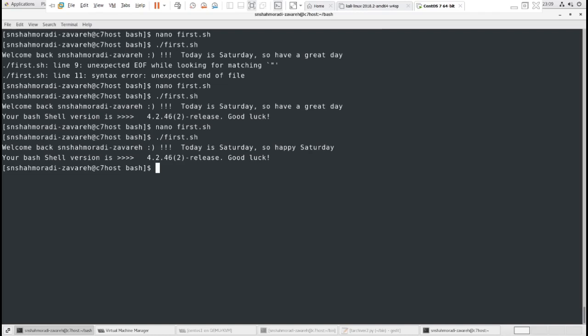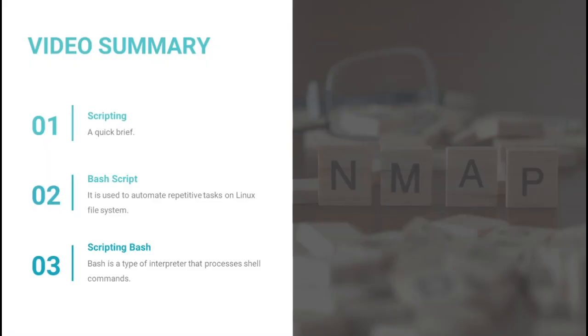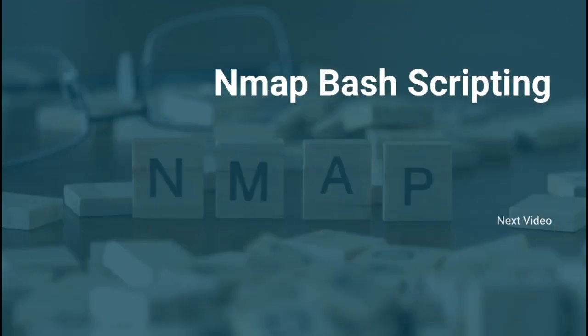Let's go back to PowerPoint. We had a quick brief on what a bash script is and why we need it exactly, and showed you an example, tried to run a script, and tried to explain how you could repeat tasks and automate a task on the Linux file system. The next video is going to be Nmap bash scripting, and we're going to combine Nmap and bash scripting together.